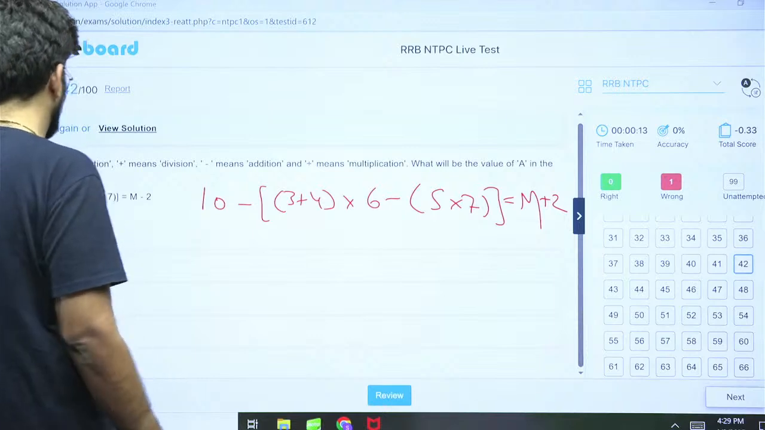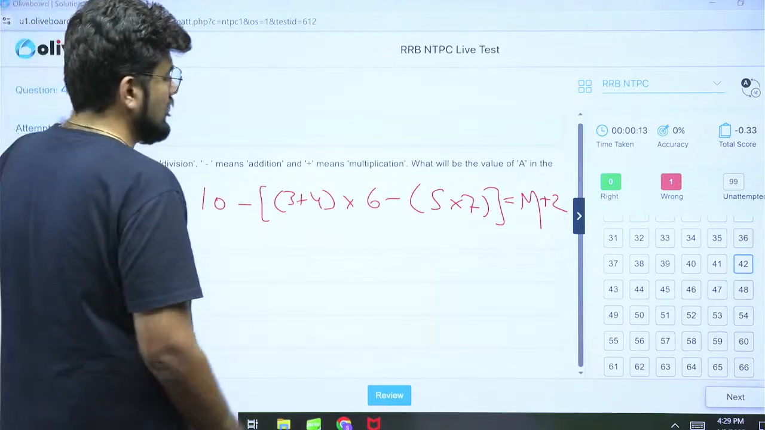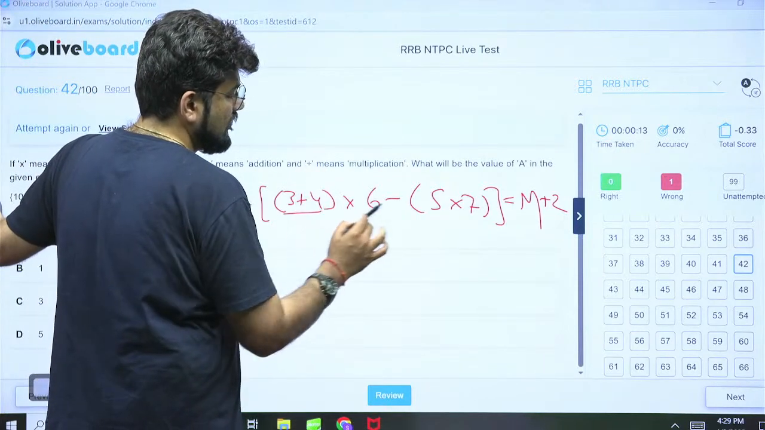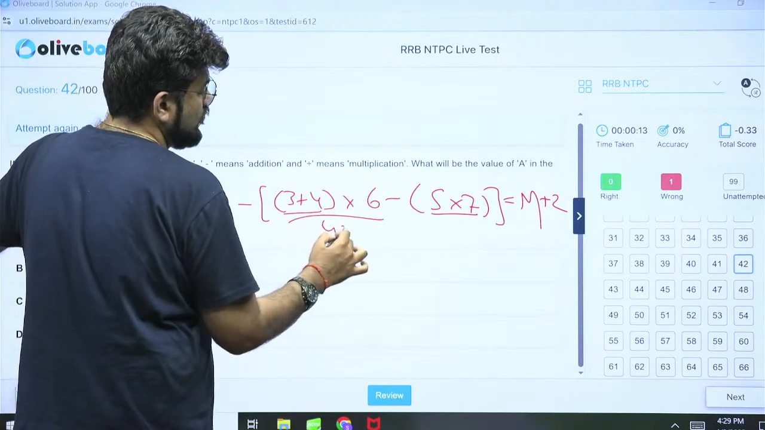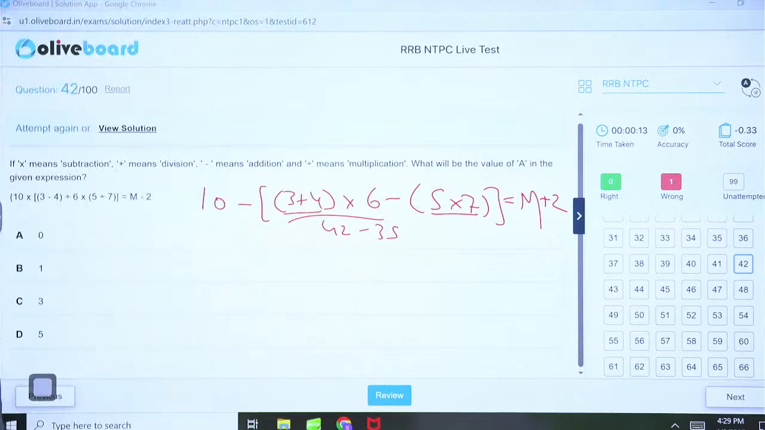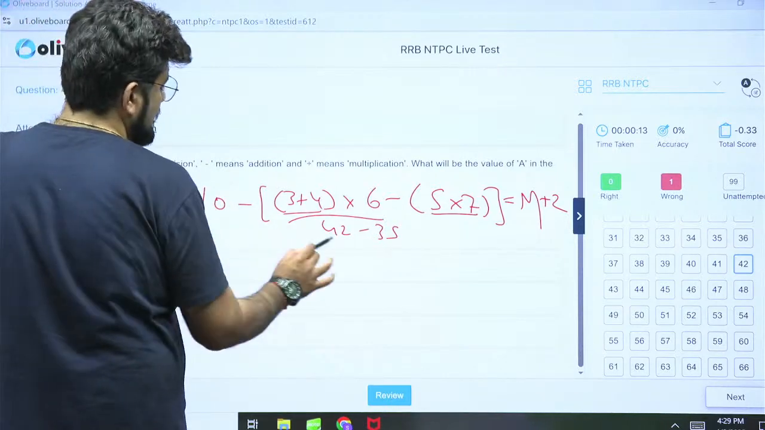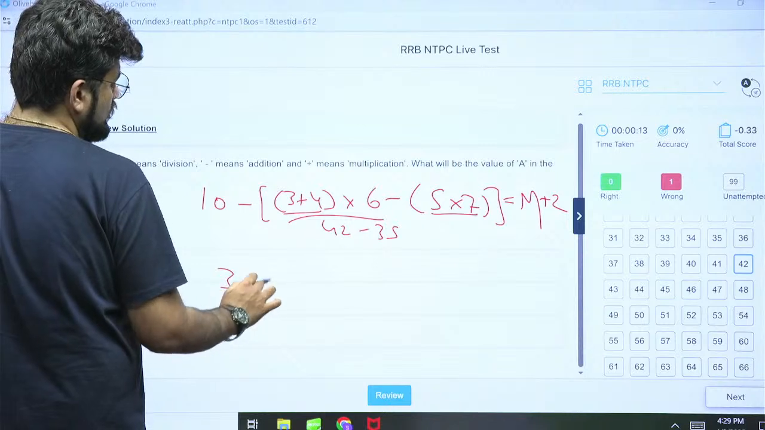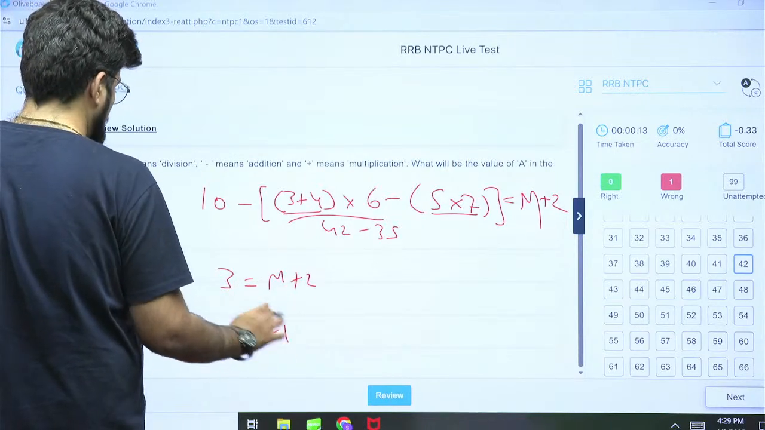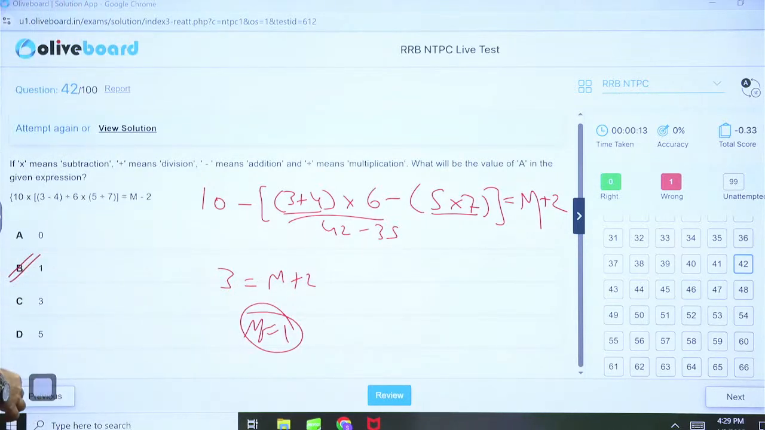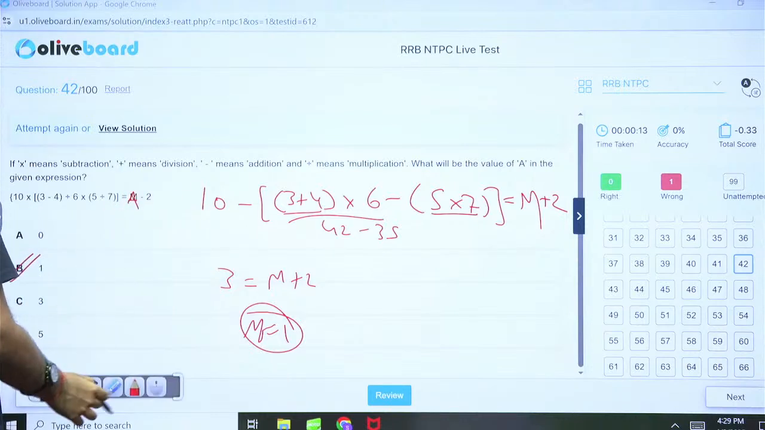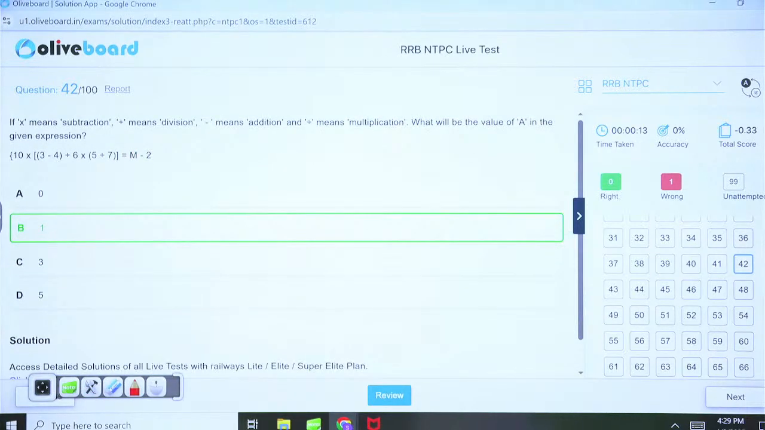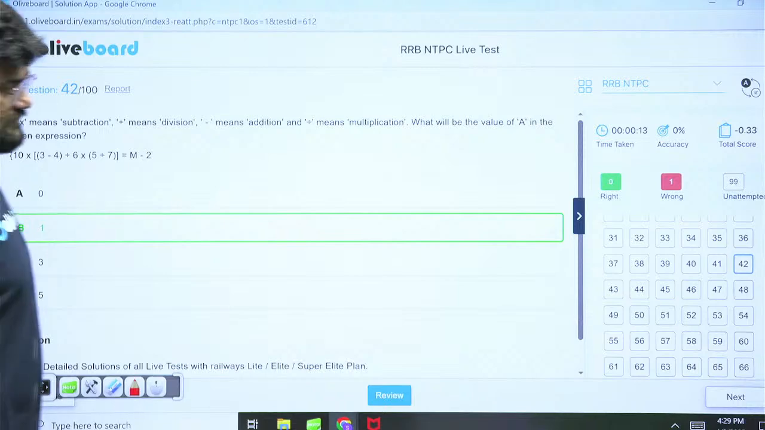Okay. So this is 7. This is 35. 7 into 6 is 42. 42 minus 35. So this has to be definitely 7. 10 minus 7 is 3. 3 is equal to m plus 2. So m is equal to 1. What incorrect question they have given? What is the value of m? No, either this will be a here or this will be m. Question option B is the right answer. Okay. Next.